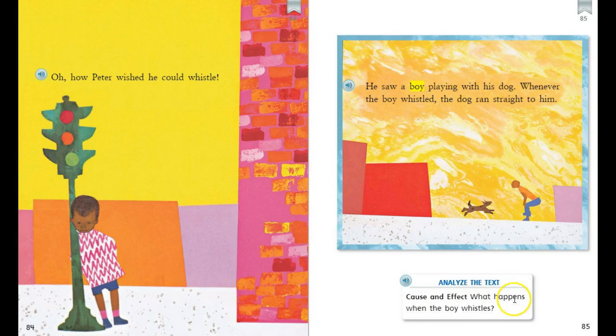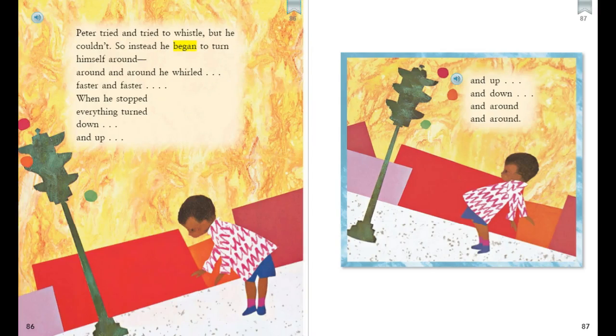Cause and effect. What happens when the boy whistles? Describe what Peter sees the other dog doing. Who is the main character of this story? In many stories, the main character has a problem. What is Peter's problem? Which words in the sentence help you know what world means? Why did everything seem to turn up and down after Peter stopped whirling around?